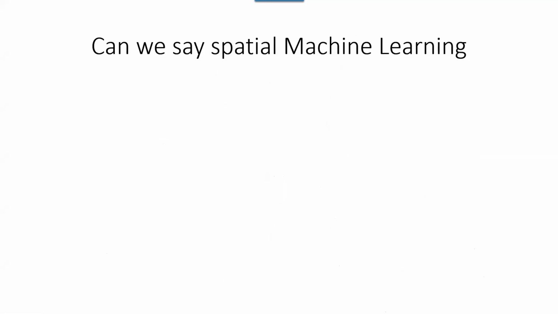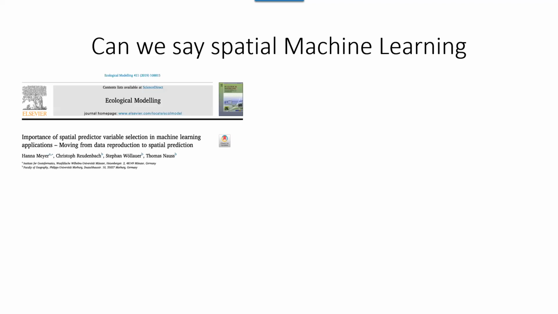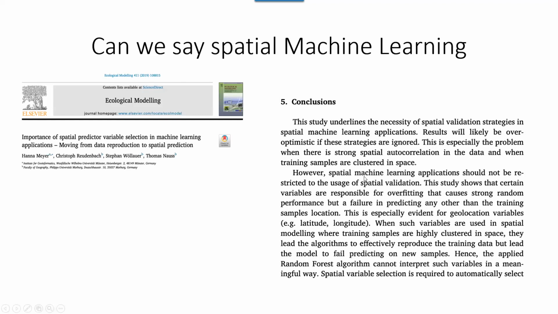Can we say spatial machine learning or spatial deep learning? In Ecological Modeling Journal in 2019, there is a paper entitled Importance of Spatial Predictor Variable Selection in Machine Learning. In the conclusion, the author said spatial machine learning applications.